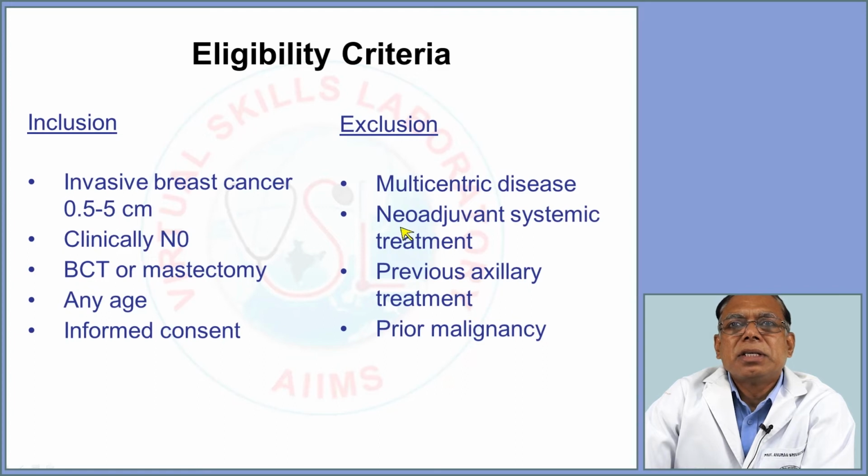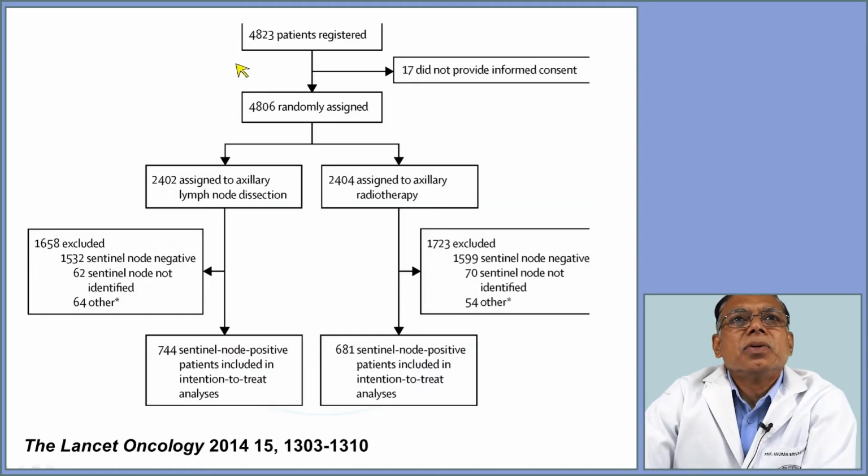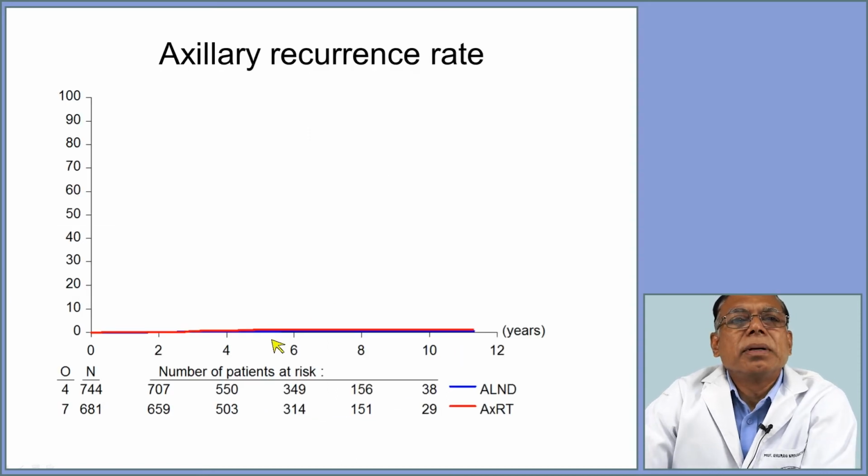Patients with multicentric disease, neoadjuvant chemotherapy, and presence of prior malignancies were excluded. So 4823 patients were registered. Of these, 4806 were randomly assigned either to have axillary lymph node dissection or to have only axillary radiotherapy. And this is the final sample which was analyzed by intention to treat analysis: 744 after sentinel node and 681 axillary node positive on sentinel node mapping.